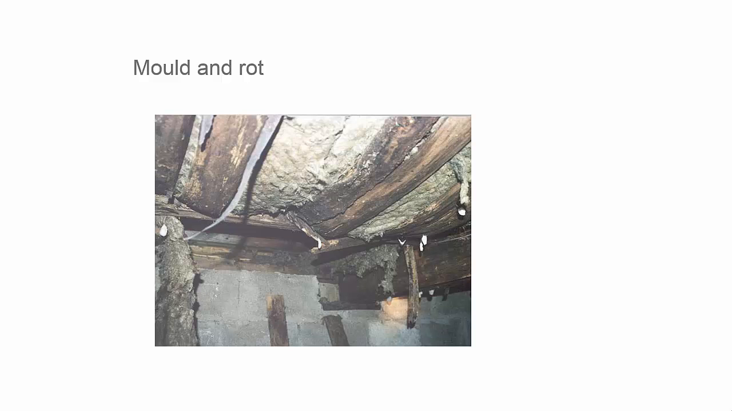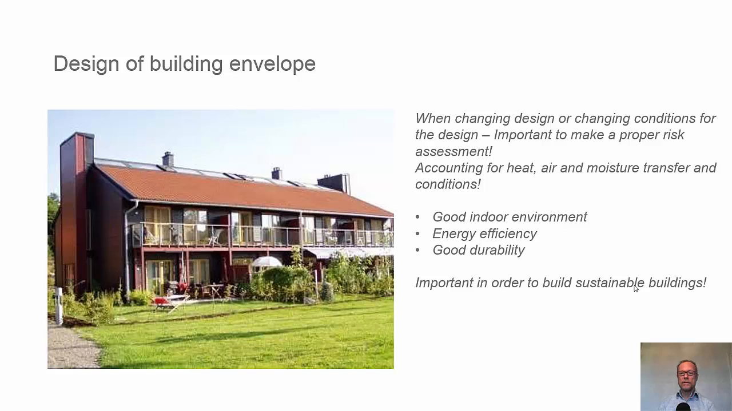Design of building envelope. The picture to the left shows a house that was built around 15 years ago, south of Gothenburg, one of the first passive houses in Sweden. It has a very low energy consumption, of course, and it's proven to be working very fine, the construction. So what we like to achieve is, of course, good indoor environment, energy efficiency, good durability, and we're striving for building sustainable buildings.